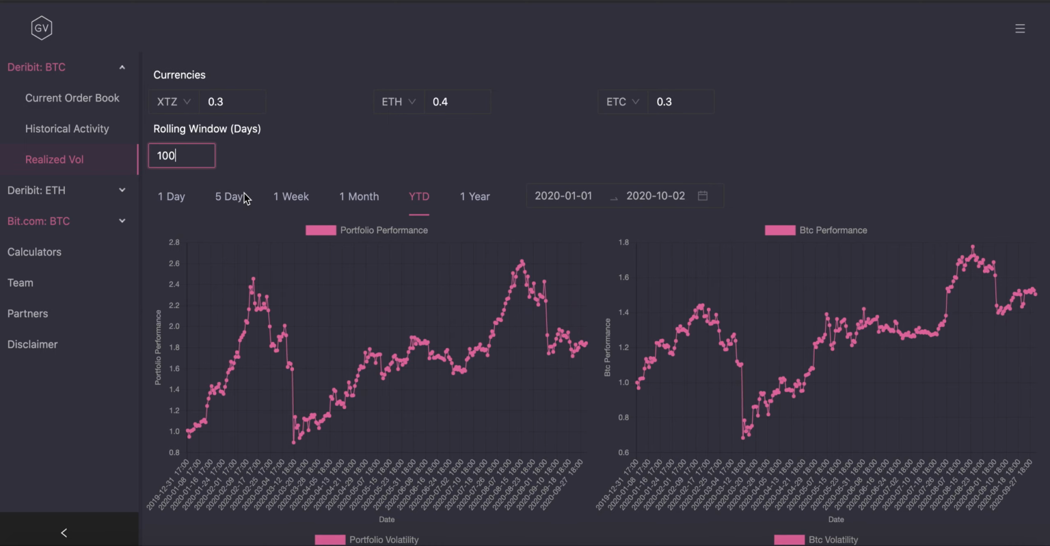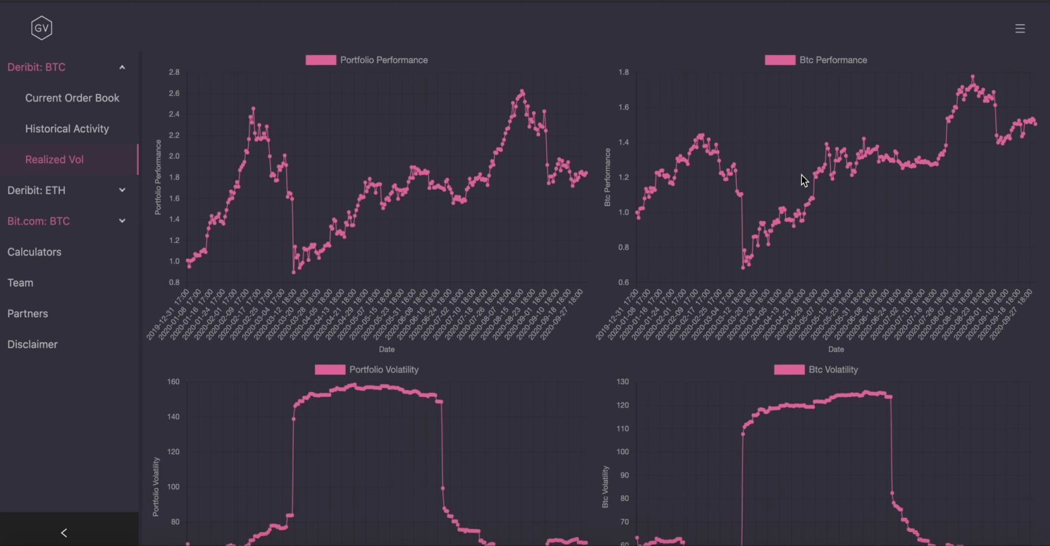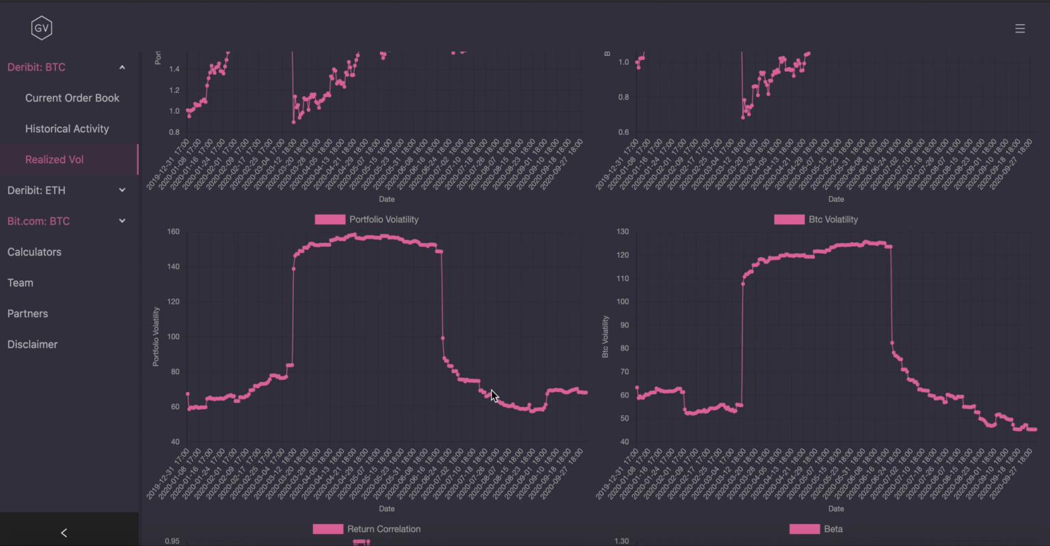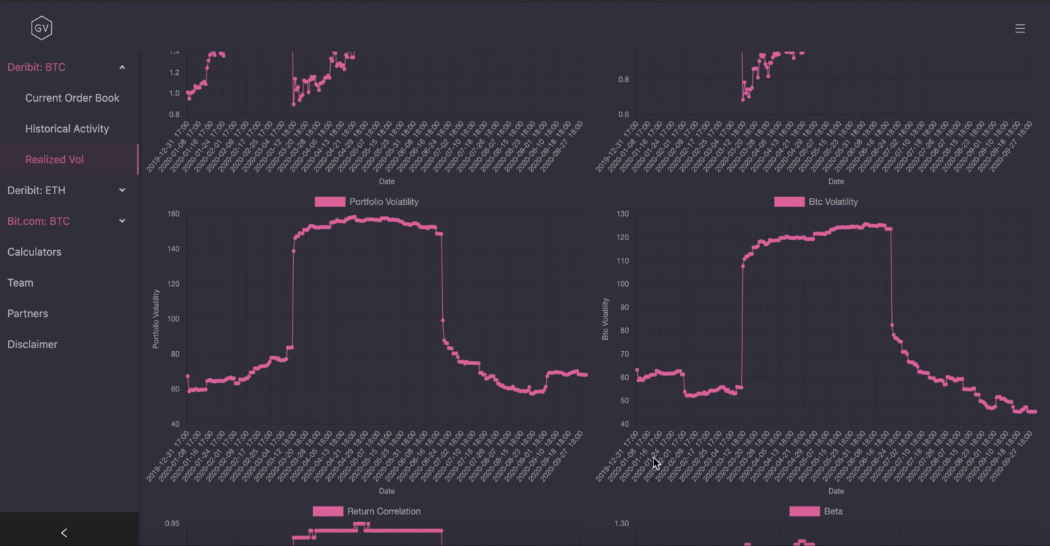So now I can see, okay, this altcoin portfolio performed year to date is up 80%, whereas Bitcoin is up basically 50%. So it underperformed the altcoin portfolio, probably thanks to ETH. You could see the portfolio volatility on this 100-day look back versus the Bitcoin volatility on that same look back. So you can see that Bitcoin is less volatile than this diversified altcoin portfolio.